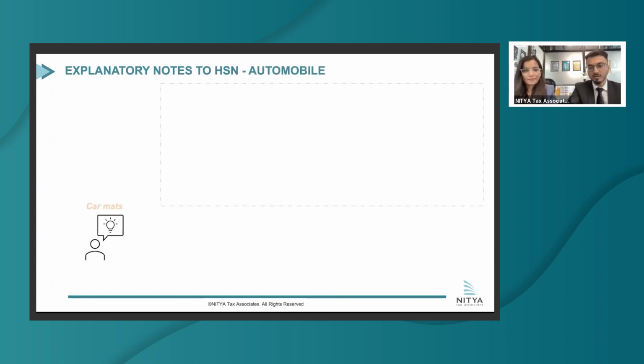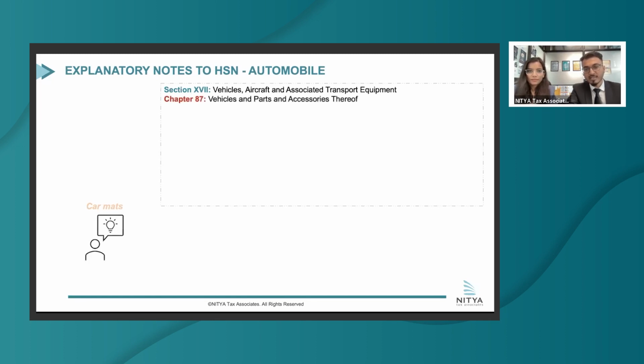Good afternoon, everyone. As Aasmee highlighted the legal context of explanatory notes to HSN, let's take a scenario for the classification of a car mat. Let's say the car mat is specifically designed for a car according to its size, shape, and fitment. The relevant section for classification of a car mat is Section 17, which deals with vehicles and transport equipment, wherein Chapter 87 specifically covers vehicles, parts, and accessories thereof. And heading 8708 provides for parts and accessories of motor vehicles.